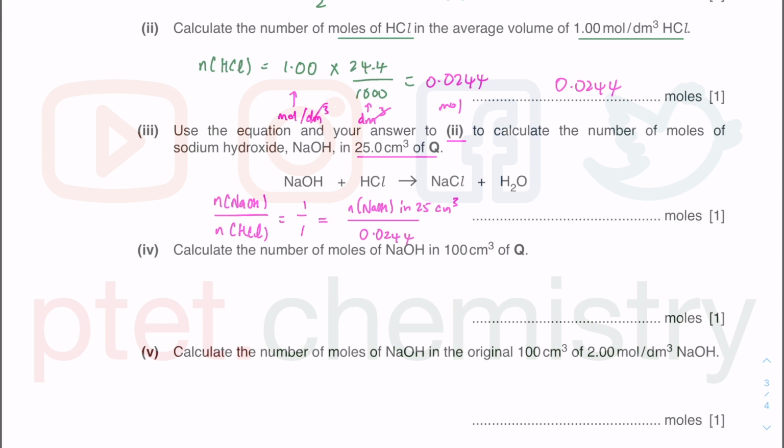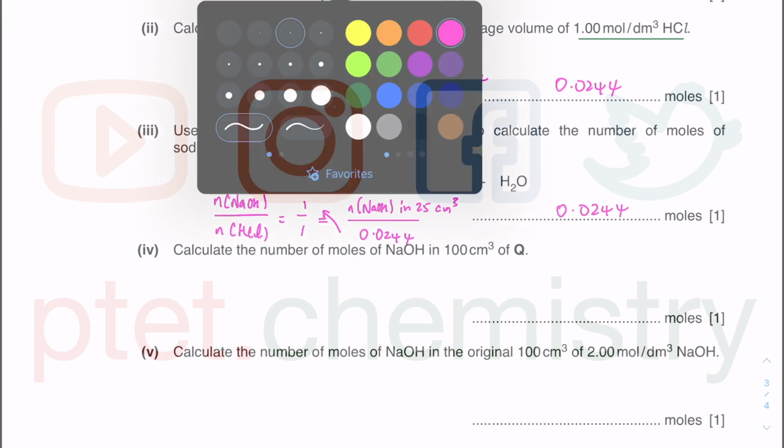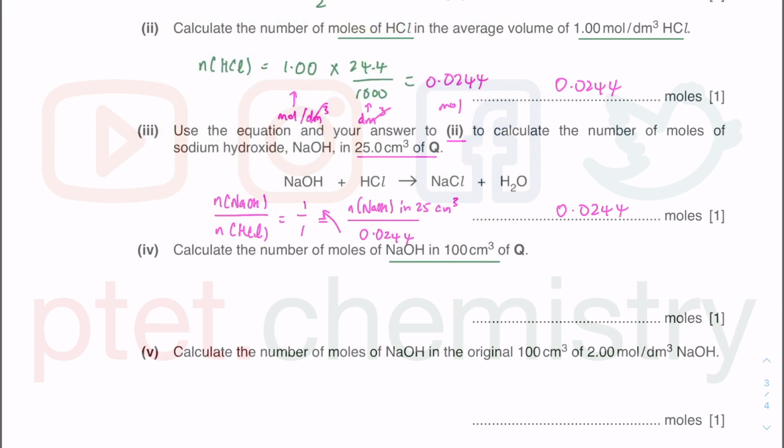So this is mole, this is mole, this is mole, this is mole. So I just bring that up, and hopefully you can see the mole of NaOH in 25 cm cube is going to be that multiplied by 1, which is the exact same thing. Now calculate the mole of NaOH in 100 cm cube of Q.